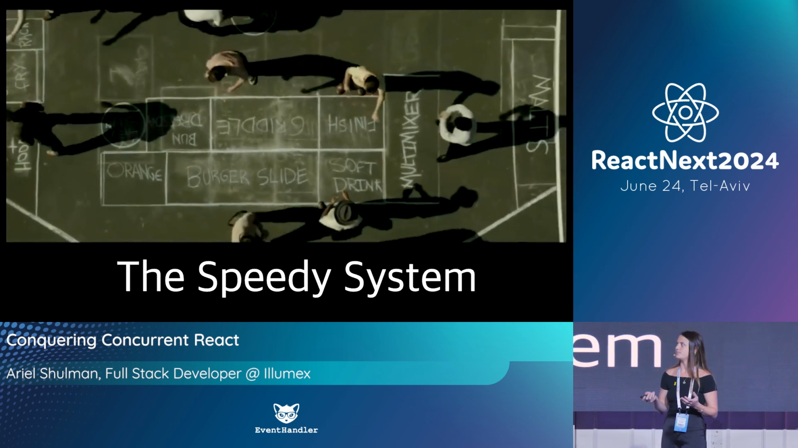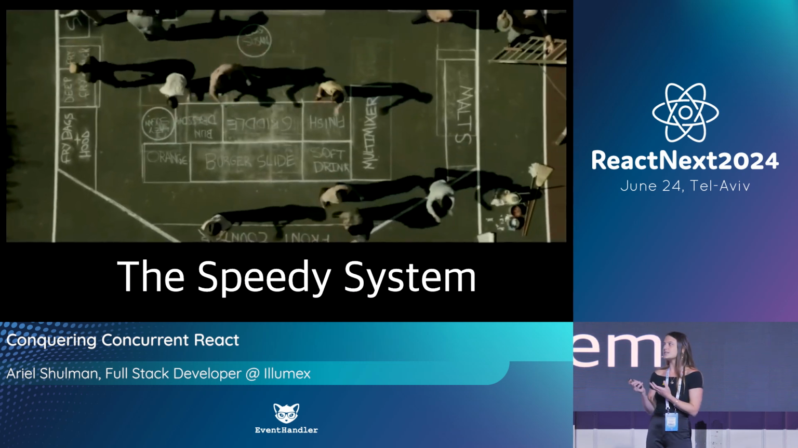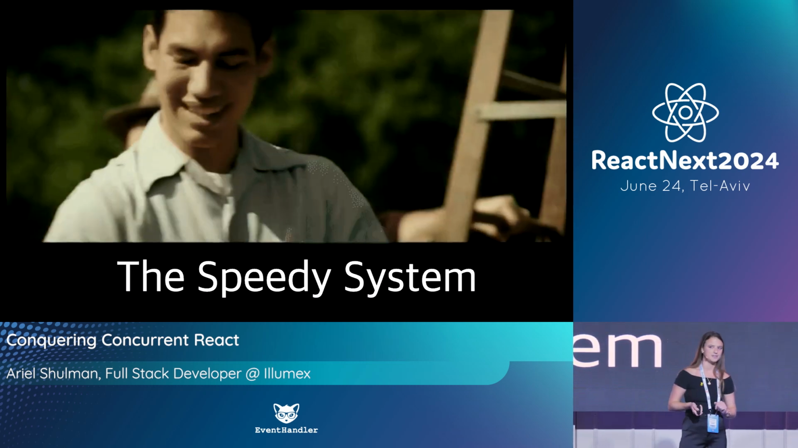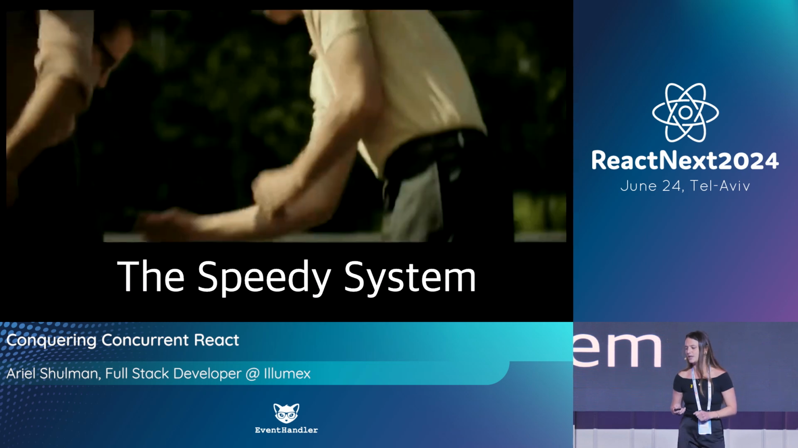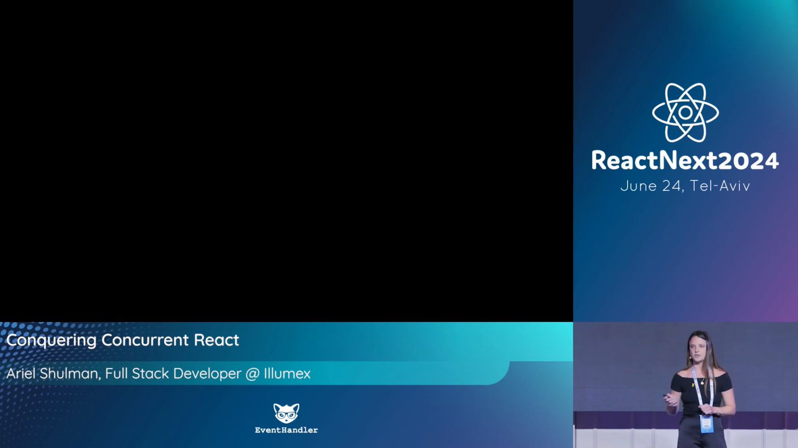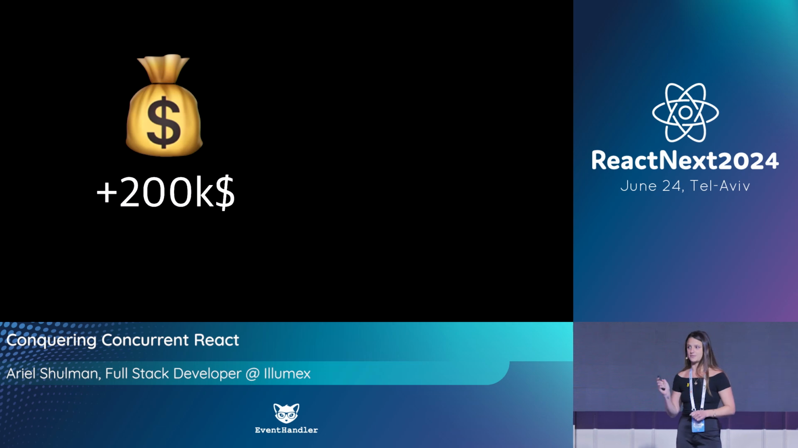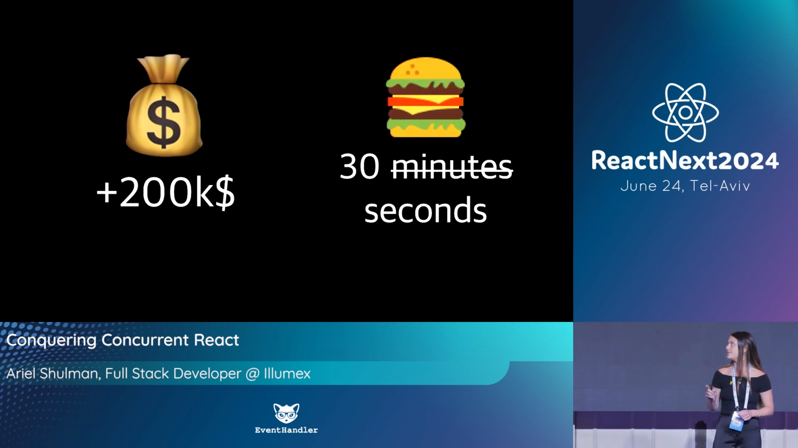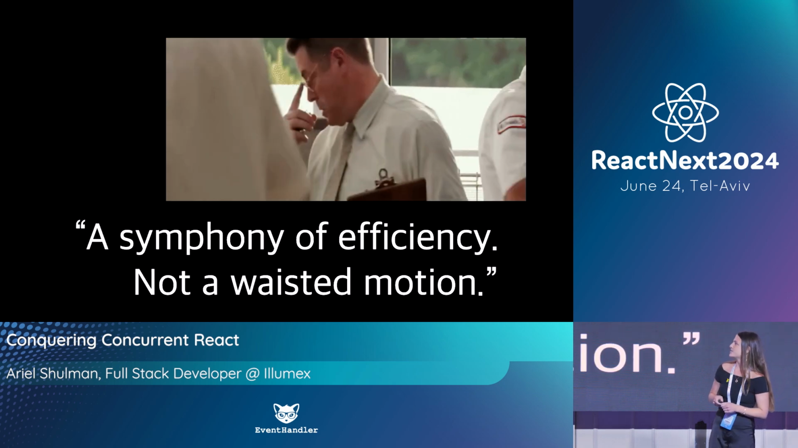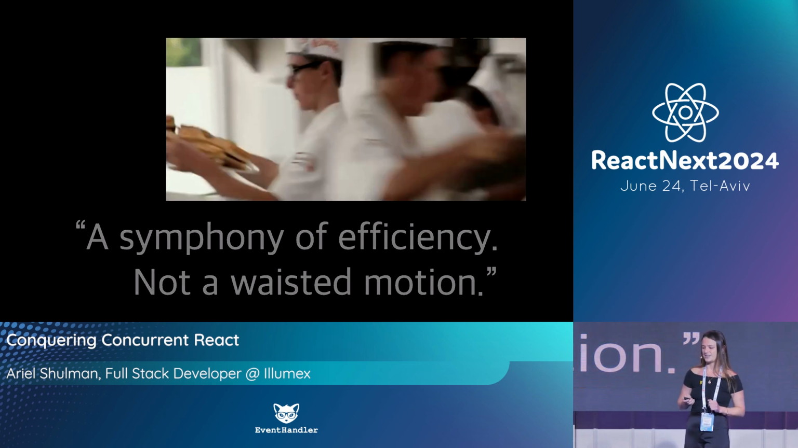The speedy system is basically an architecture. It's a way to design your kitchen, and this is basically the invention of fast food, okay? Fast food is, well, concurrency. And already in the first year, the speedy system increased McDonald's incomes by $200K, which was a lot of money in 1942. And they also improved performance from 30 minutes to one burger to 30 seconds. Now, the McDonald's brothers, they would call this the speedy system. I would call this concurrency.